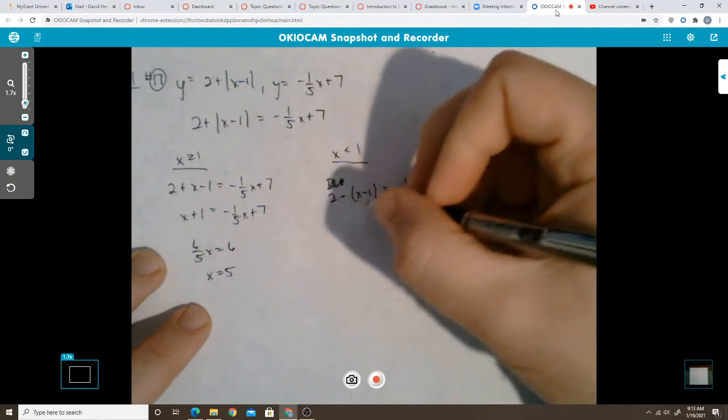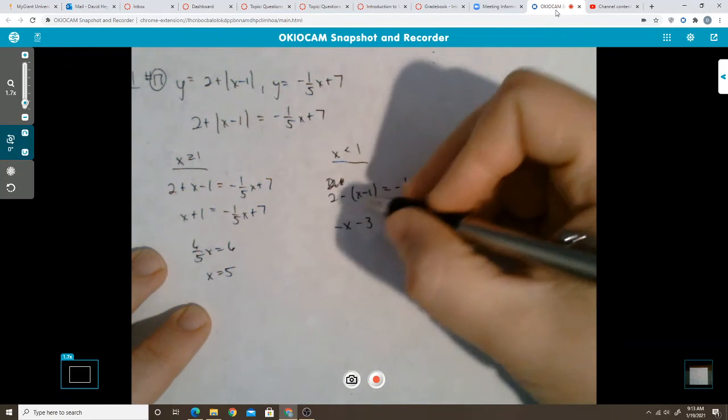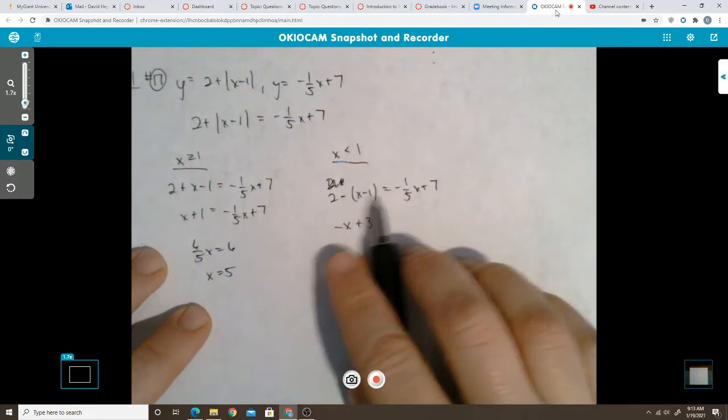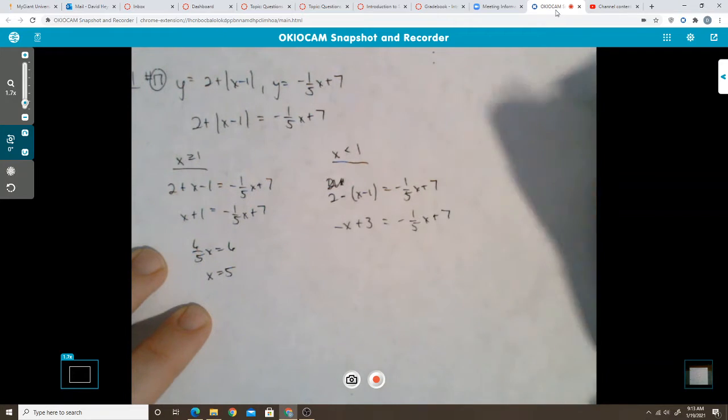And 5 is bigger than or equal to 1, so this is not a degenerate case or something like that. Okay, here we're going to have negative x minus 3. Oh, sorry, no, that's a plus 3, right? 2 plus 1 is 3. Okay, equals negative 1/5 x plus 7.